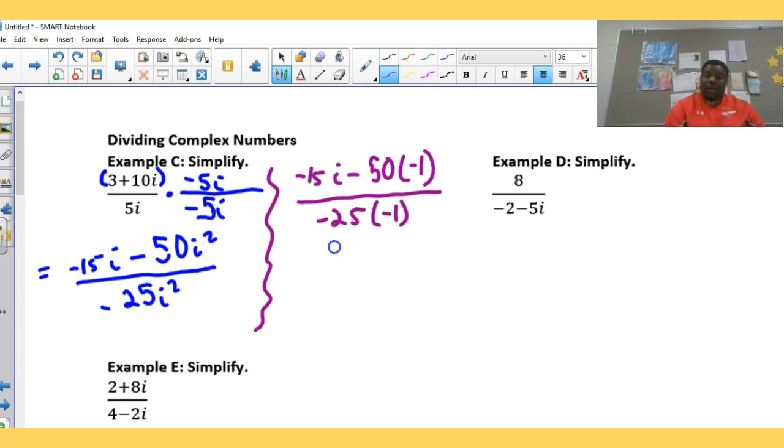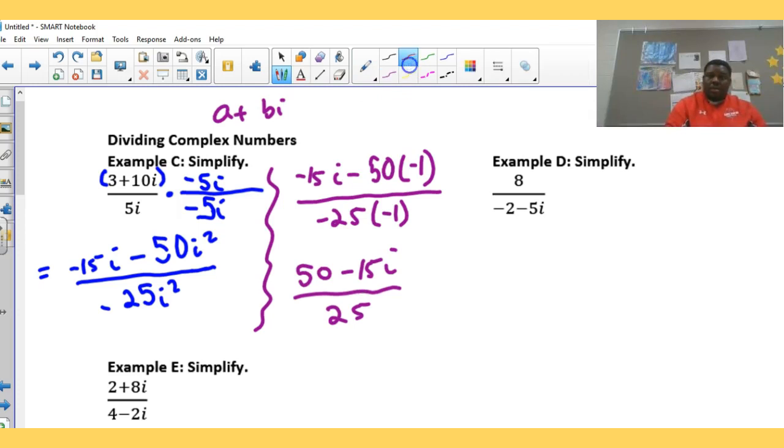Now, let's simplify, then combine like terms. You have negative 15i. You have negative 50 times negative 1. Well, that's positive 50. Now, all I did with the top right here is I rewrote it in standard form, a plus bi. Remember standard form? In this case, a minus bi. All right, so this is standard form. And now at the bottom, you have negative 25 times negative 1. That's actually positive 25.